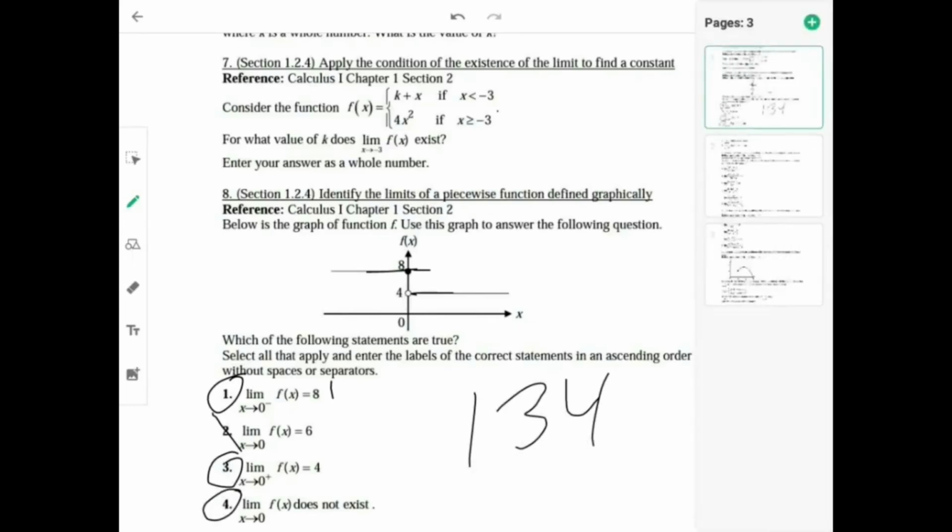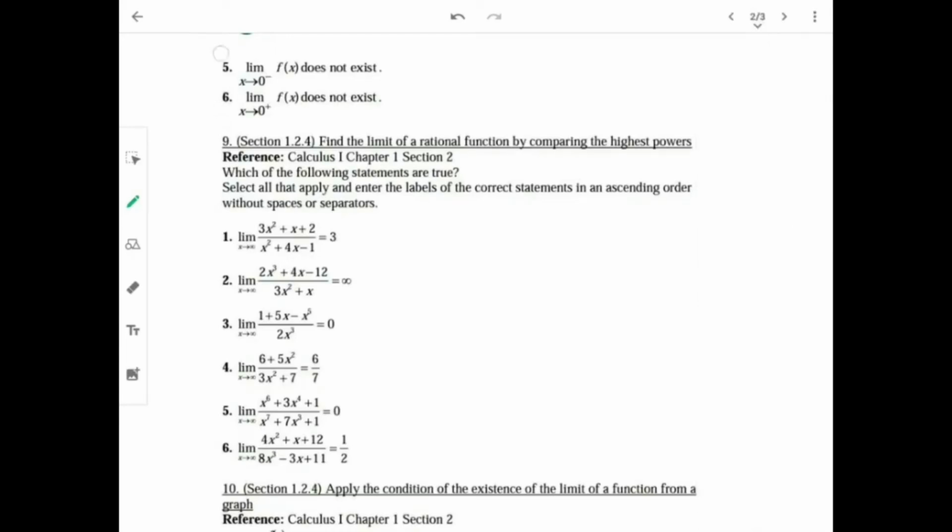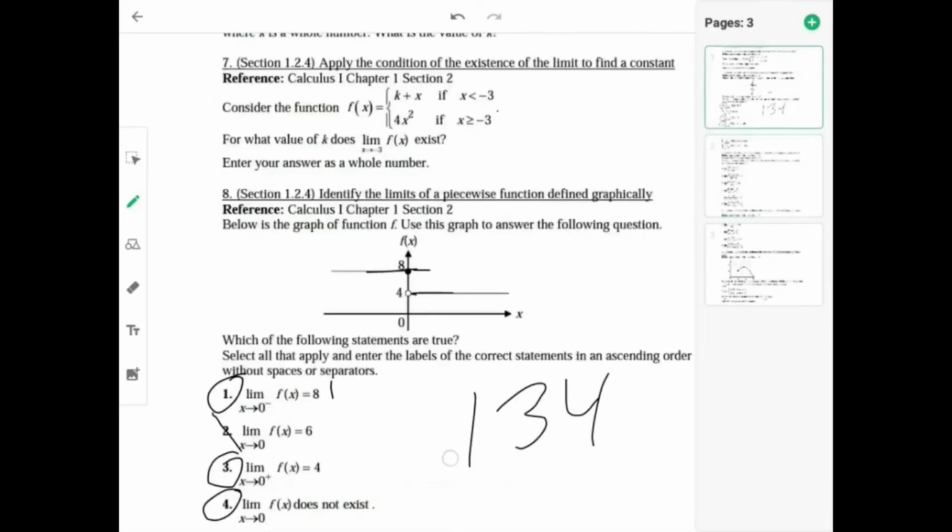Now let's look at 5 and 6. Limit as x approaches 0 from the left does not exist, and 0 from the right doesn't exist. This is false because there was a graph from the right and from the left. So the answer is just 1, 3, 4.